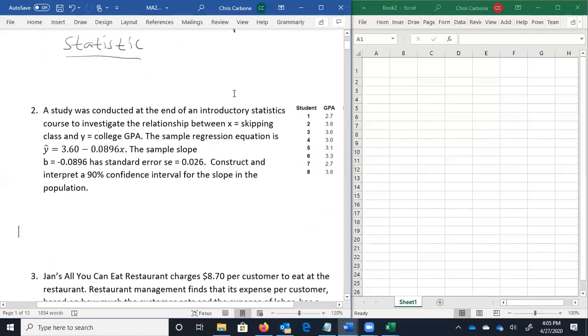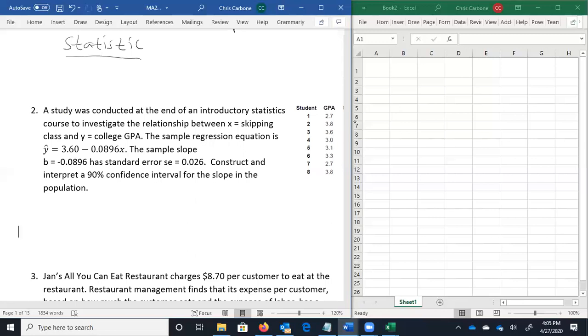For example, a study was conducted at the end of an introductory statistics course to investigate the relationship between X, skipping class, and Y, college GPA. The sample regression equation is y hat equals 3.60 minus 0.0896x. The sample slope, b, equals negative 0.0896, and has a standard error of 0.026. We want to construct and interpret a 90% confidence interval for the slope in this population.